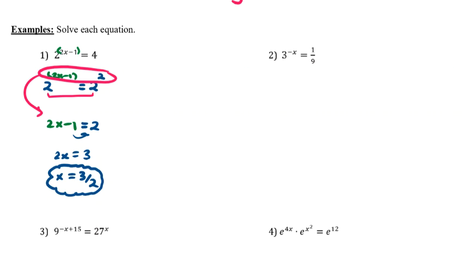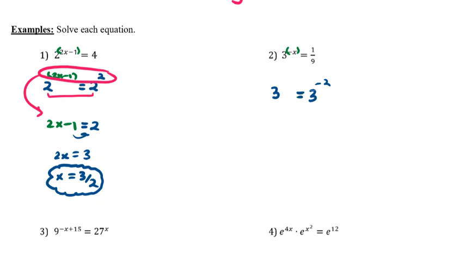Now for example part 2, we have 3 to the negative x. So negative x is in the exponent of 3, meaning that 3 is a base. And then we're setting this equal to 1/9. So if we could rewrite 1/9 as some sort of expression 3 to a certain power, then we'll be able to apply the one-to-one property for exponential functions. And it just so turns out that 1/9 is the same as 3 to the power of negative 2.